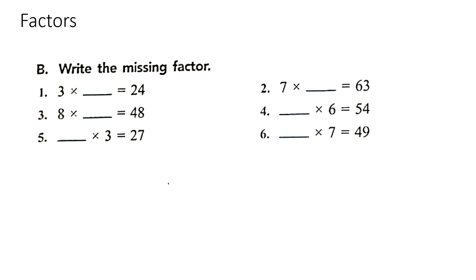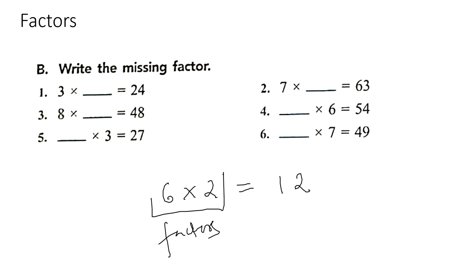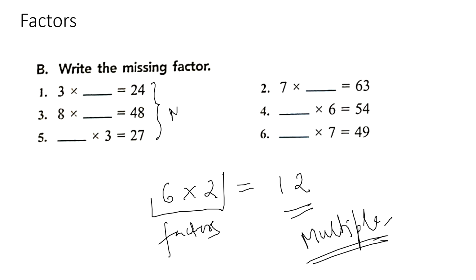Okay, that is say 6 times 2, you have a 12. So these numbers can generate 12, isn't it? So these are your factors, and this side is basically your multiple. Okay, so this is a very simple concept. Whatever you are multiplying, those are your factors. Whatever is being generated, that's your multiple. So this side here, these are all multiples.